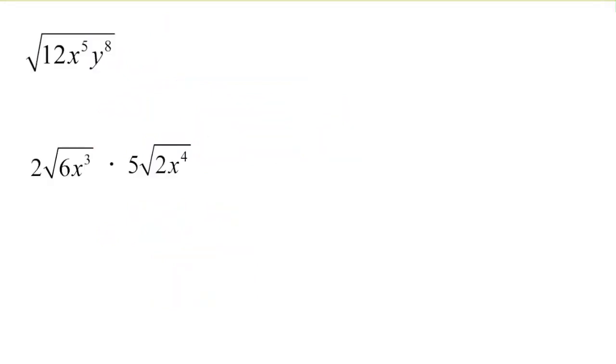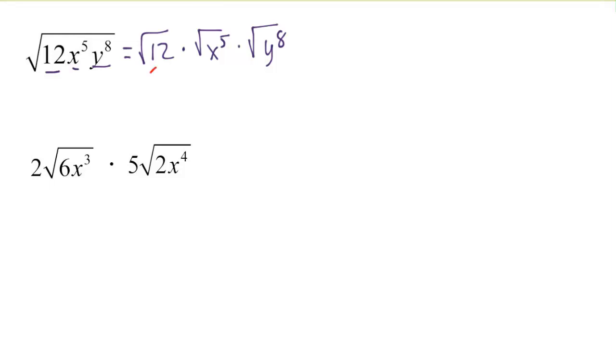Now let's try some where we have both numbers and variables involved in the radical. What you should do is treat the numbers and the variables separately. So the first thing you'd want to do is write it as the square root of 12 times the square root of x to the 5th times the square root of y to the 8th. And then you begin simplifying.